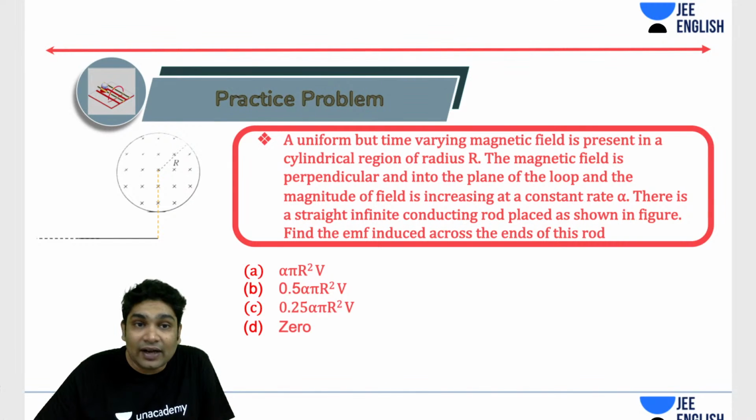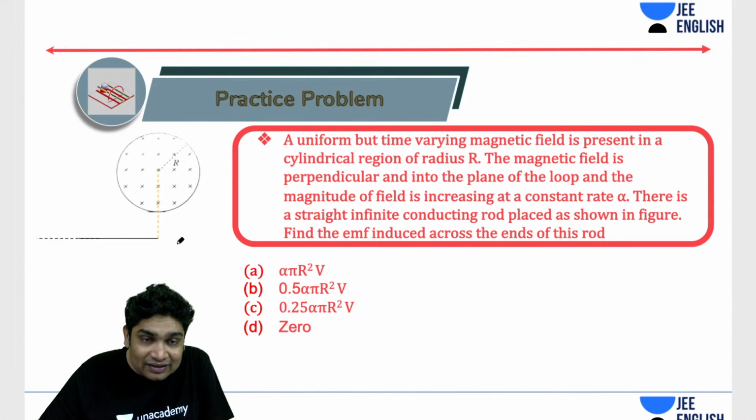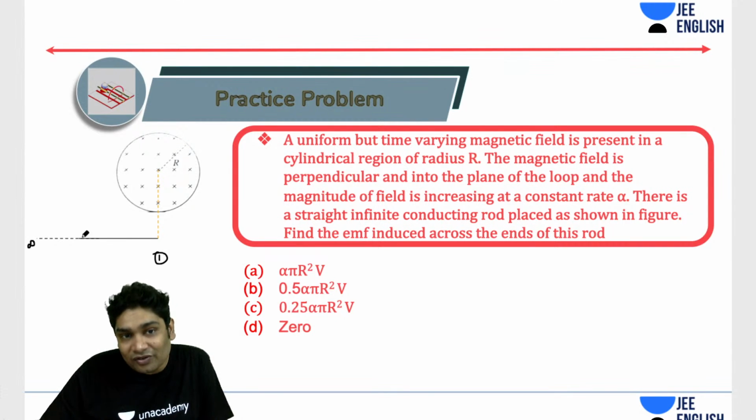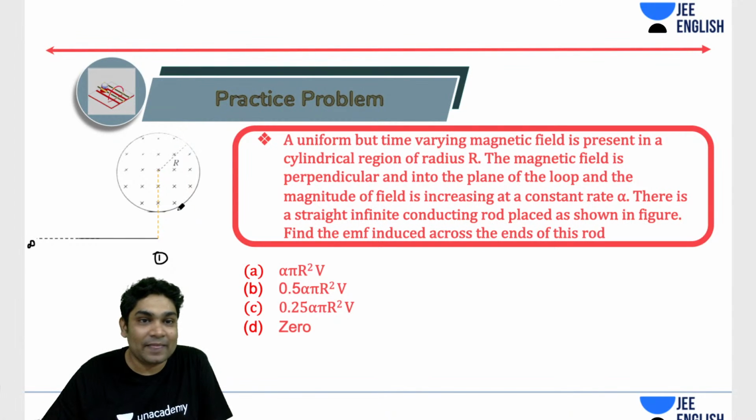So this is very, very important. There is an infinite rod which starts at end 1 here, and the other end is at infinity. So this goes up to infinity. You have to find the EMF induced across the ends of this rod. A very similar question was asked by IIT JEE, so you need to try this. This is also a very, very tricky one.